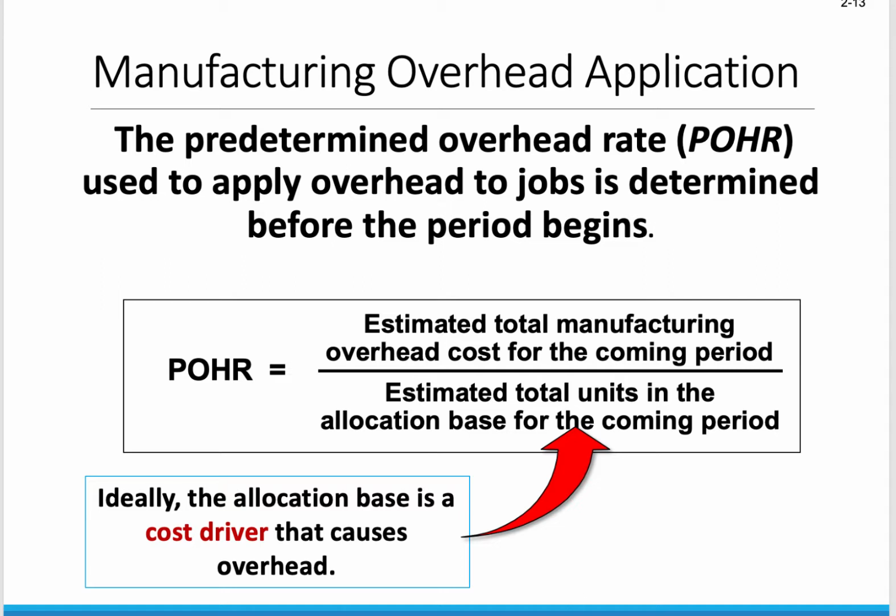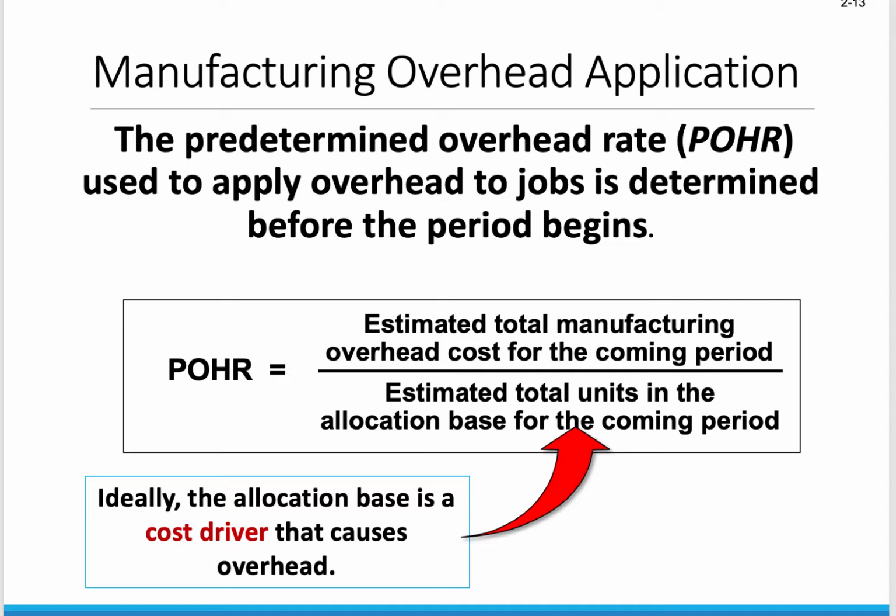Now, we always calculate the predetermined overhead rate before the period begins. Since we are allocating it before the period begins, guess what? We have to use estimates. So it is very important that you remember and understand that A, we calculate the predetermined overhead rate at the beginning of the period, and B, we have to use estimates. Why? Well, think about it.